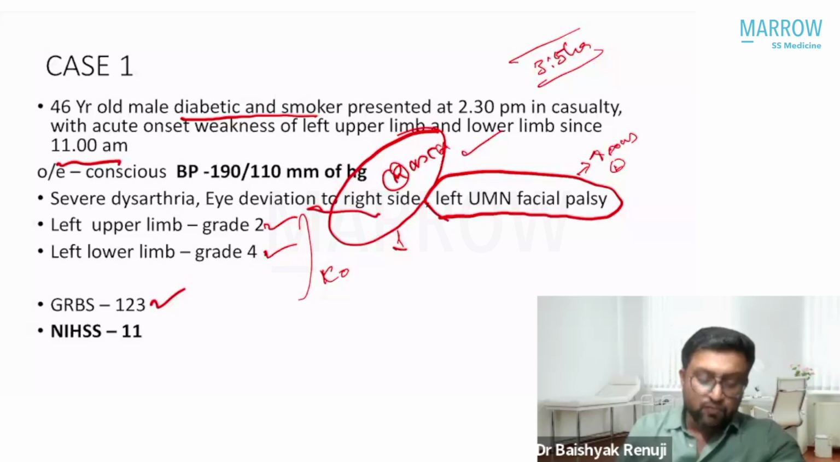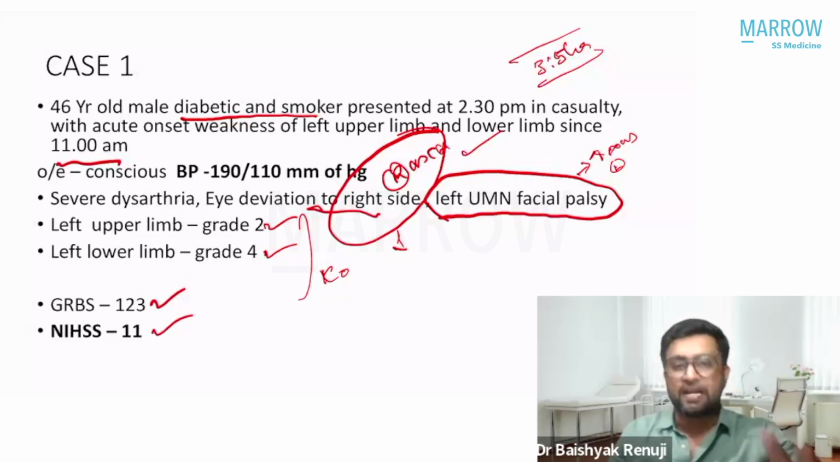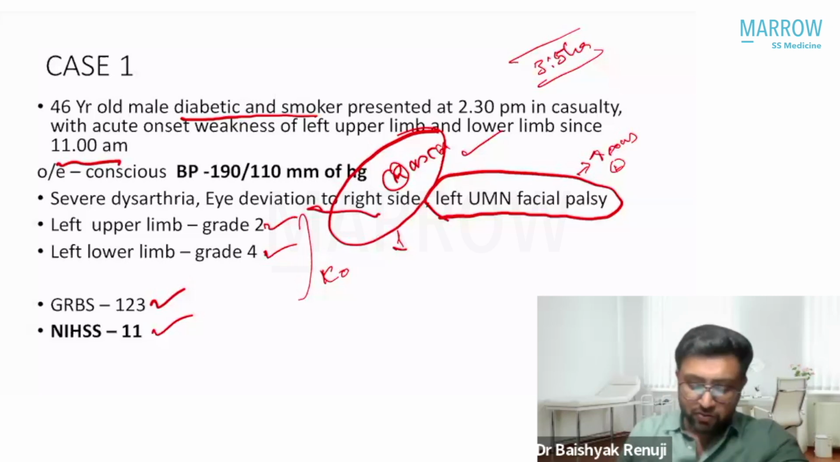Then GRBS is 123. The NIHSS score is a score we calculate for decision making of lysis. But remember, the NIHSS score is useful only for the MCA territory. It is not that useful for posterior circulation, where it may not be that beneficial. So the NIHSS score is 11.